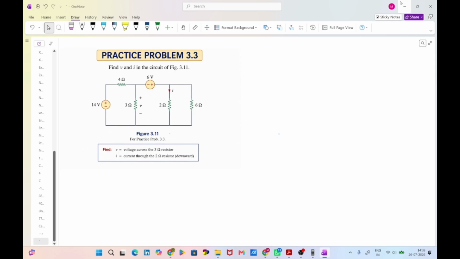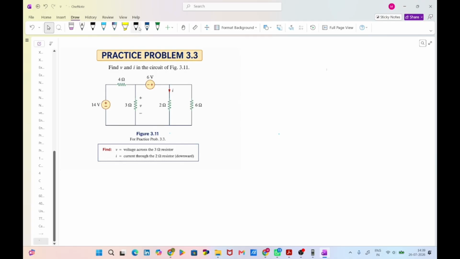Practice problem 3.3. We need to find V and I, that means voltage and current in the circuit of figure 3.11. In this video, let us find V, the voltage across the 3 ohm resistor, and I, the current through the 2 ohm resistor. In this, we need to apply the supernode.